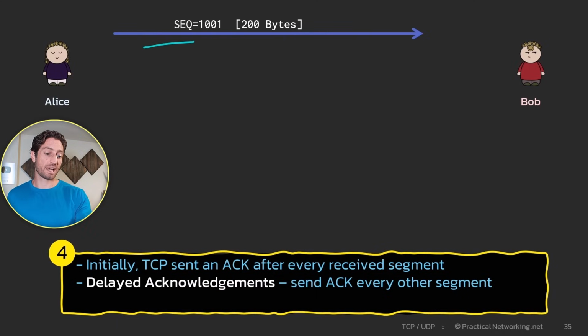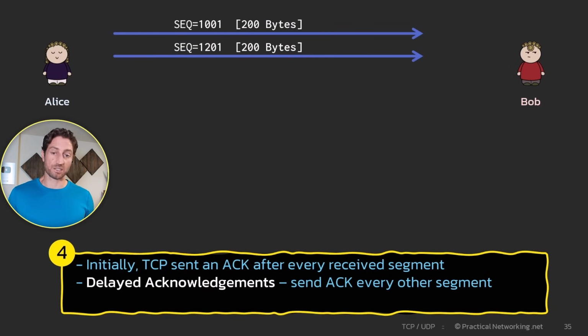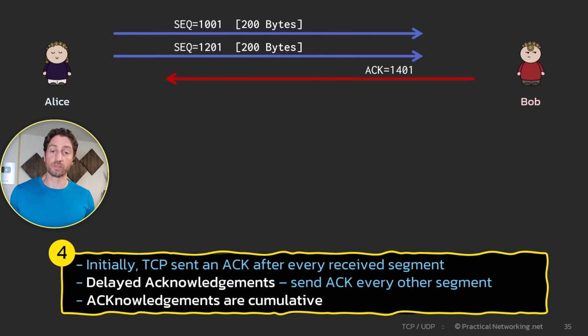Alice is going to shoot off a packet to Bob. This packet includes 200 bytes and starts with sequence number 1001. Then Alice is going to shoot off another packet to Bob. Now, having received both of these packets, Bob is going to acknowledge both of them by sending this acknowledgement number. Acknowledgement number 1401 says I've received everything before 1401, which includes the 400 bytes that was just sent by Alice. Notice that the acknowledgement number is cumulative.